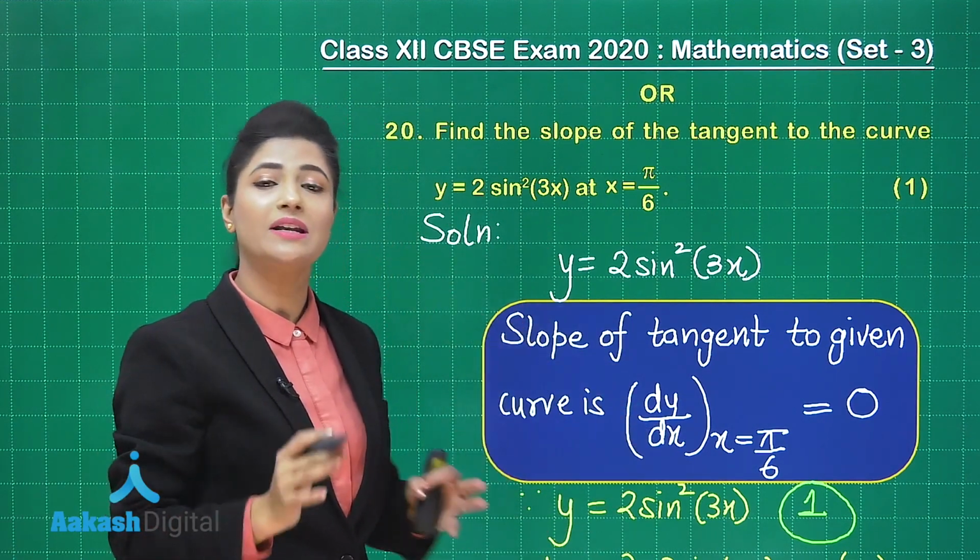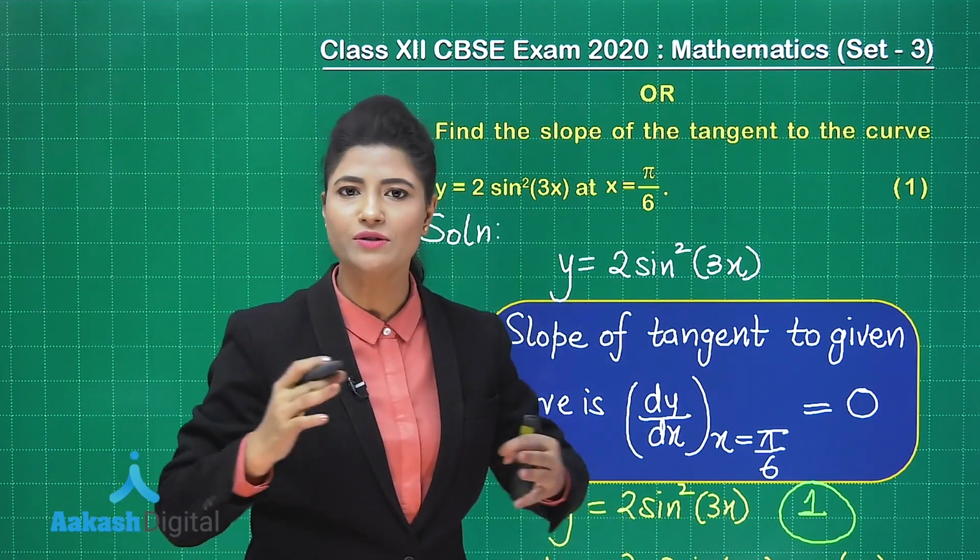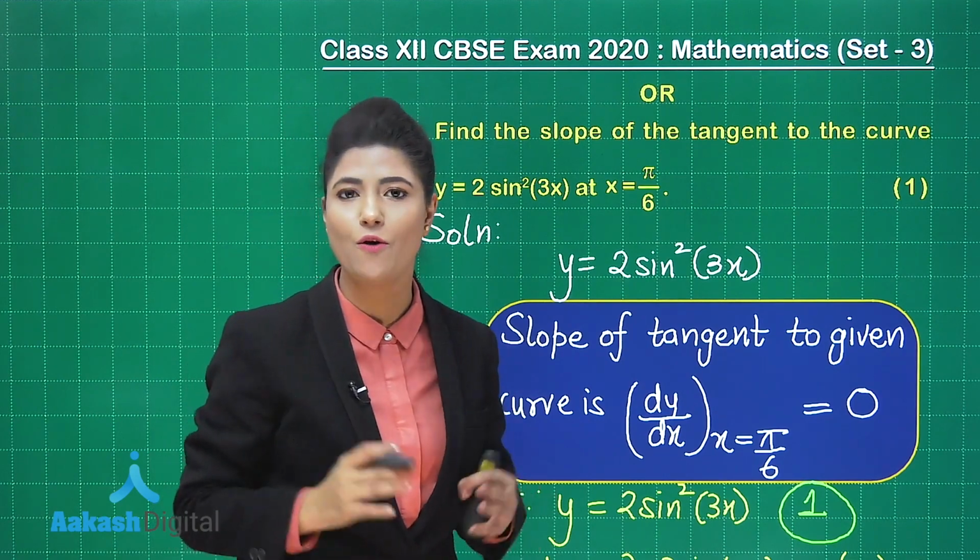So, here we come to an end to section A. Now, let's move on to section B, which contains 6 questions of 2 marks each.